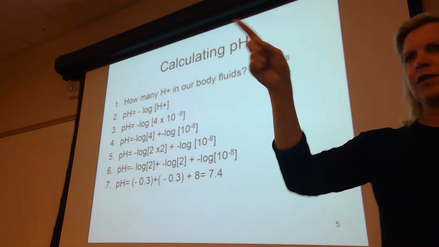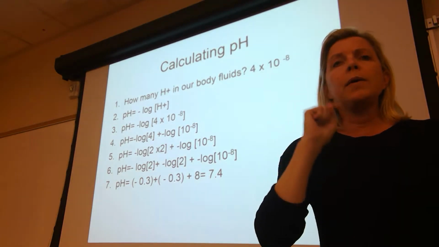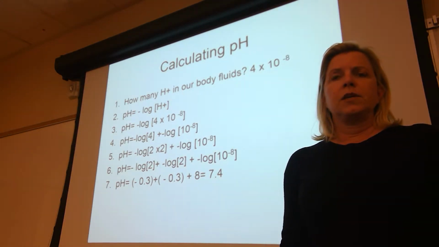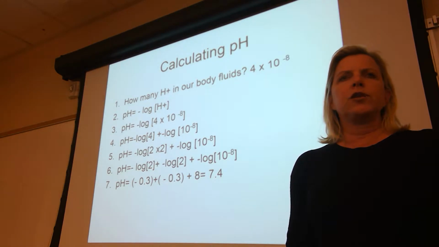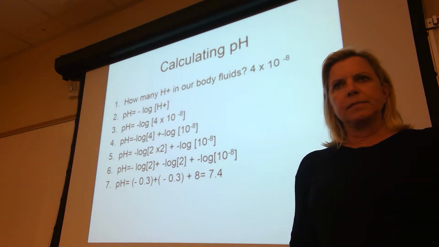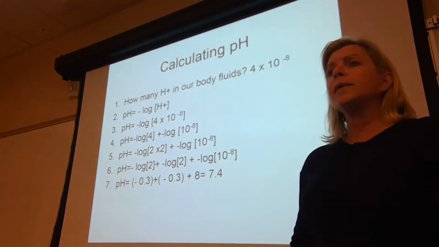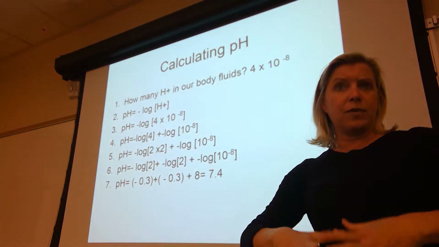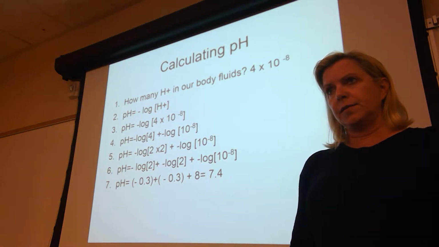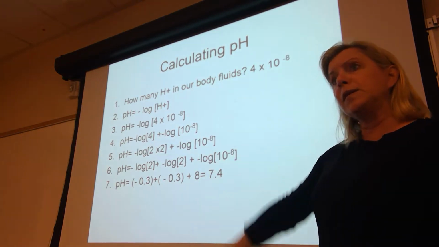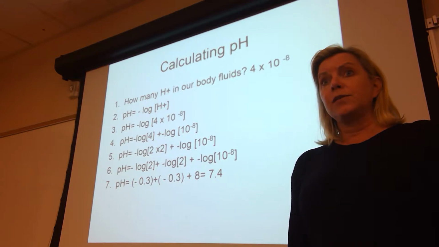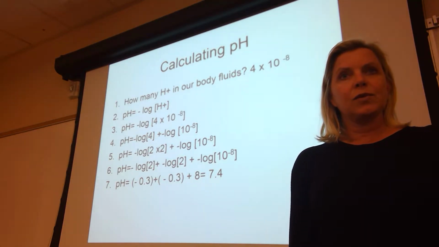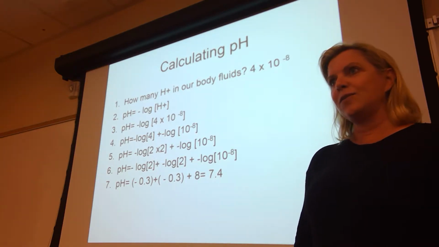Okay, now math back to you. What will happen if that number doubles? If we get twice the amount of hydrogen ions in our bloodstream, what is a doubling of that number? Or what would happen if that number was cut in half? We have half the number of hydrogen ions. What is that number when it's doubled? That's right, 8 times 10 to the negative 8. And if it's cut in half, 2 times 10 to the negative 8.